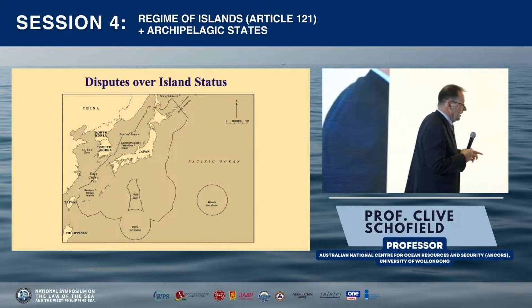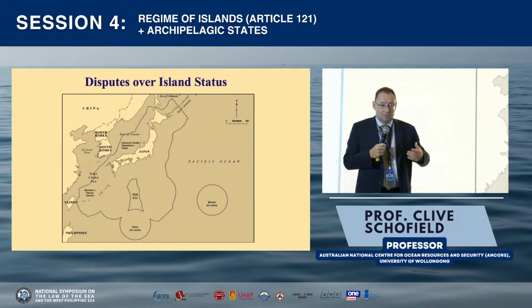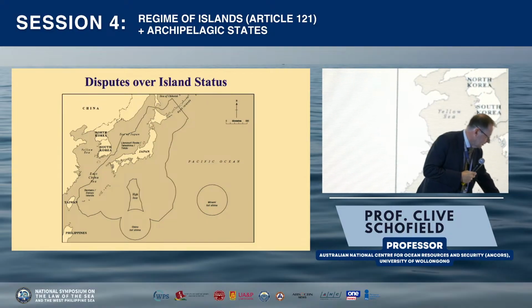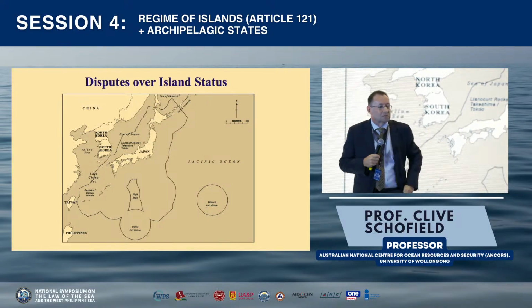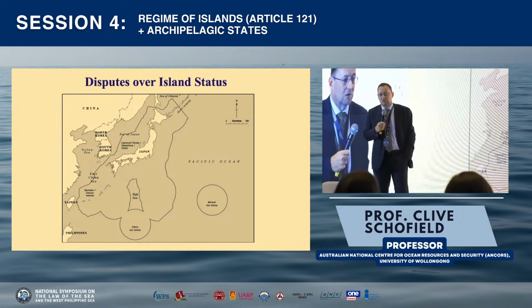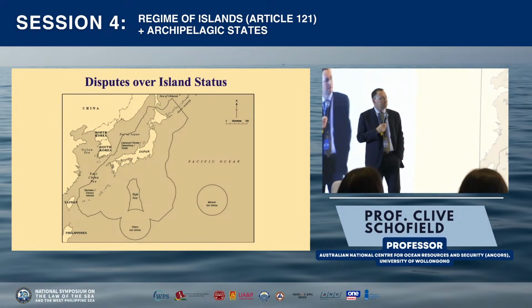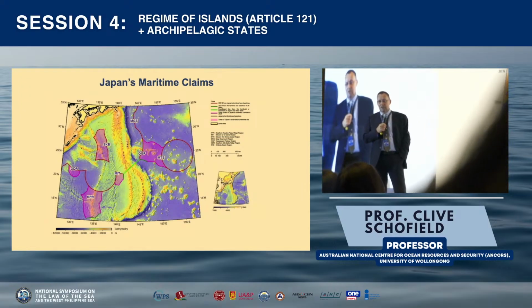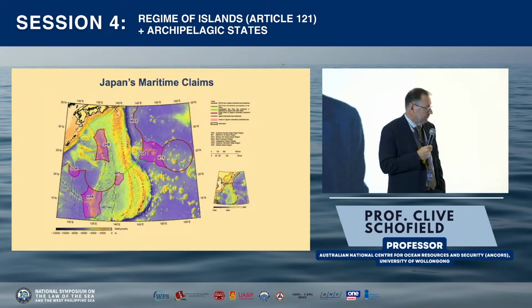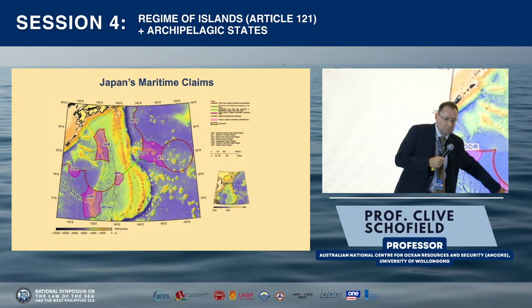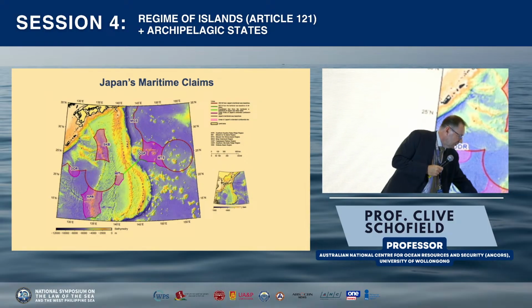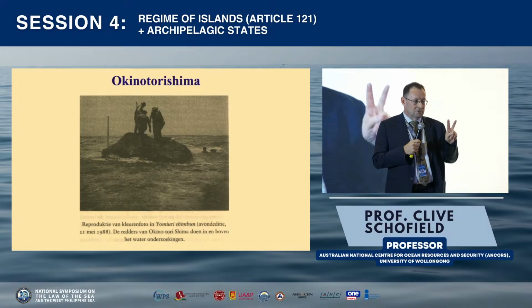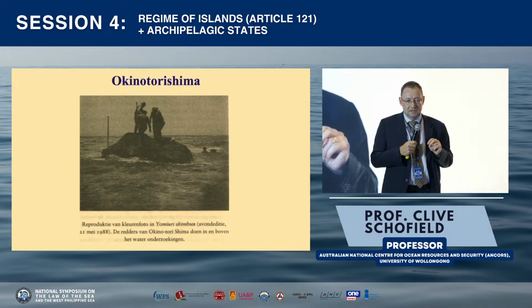Okinotorishima is probably my favorite example of the extremity that states go to. You can't see it because it's the middle of that 200-mile limit for exclusive economic zone. It's the southernmost territory of Japan. It also is critical to Japan's submission for extended continental shelf rights southward down the Kyushu-Palau Ridge system. And there it is. There are 2 features. One is 6 and one is 16 centimeters above high tide.